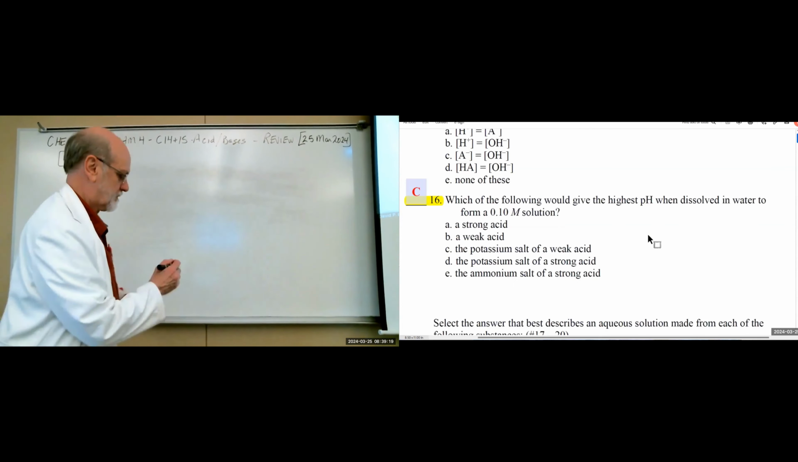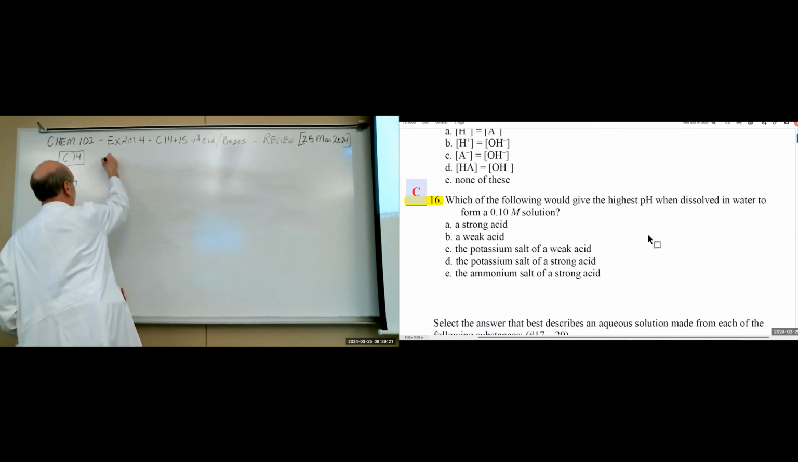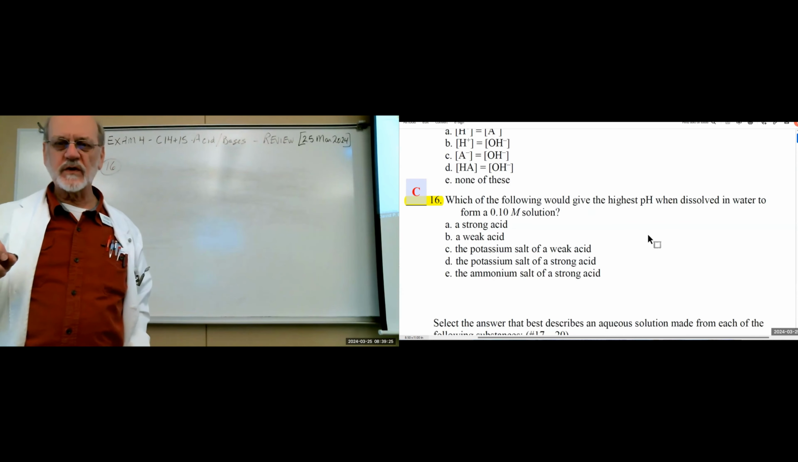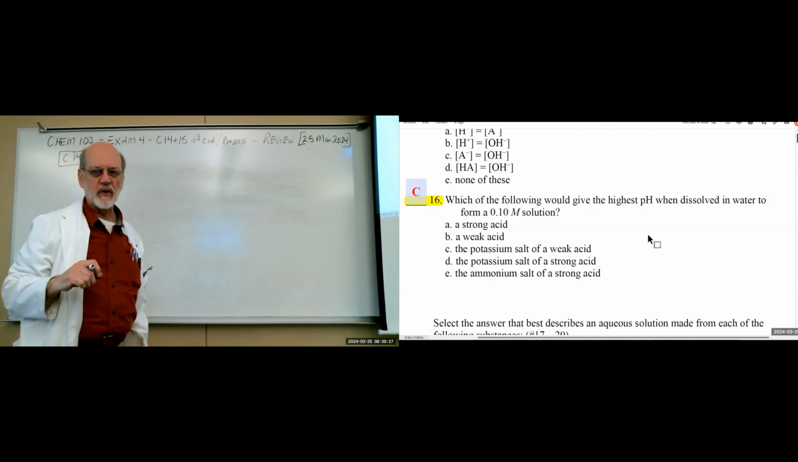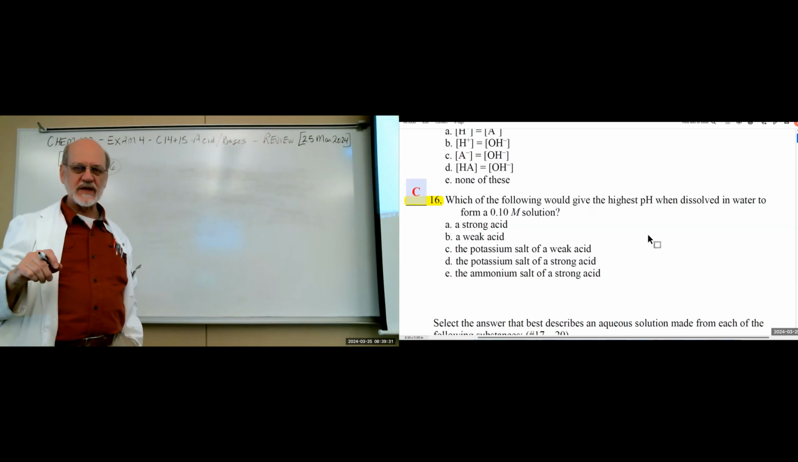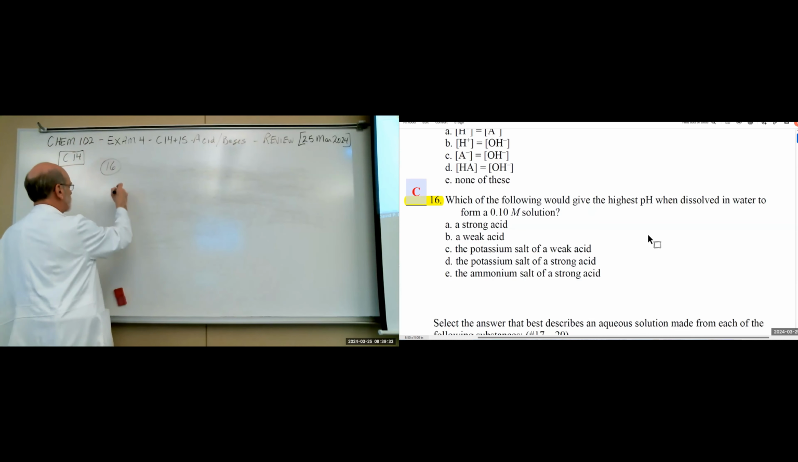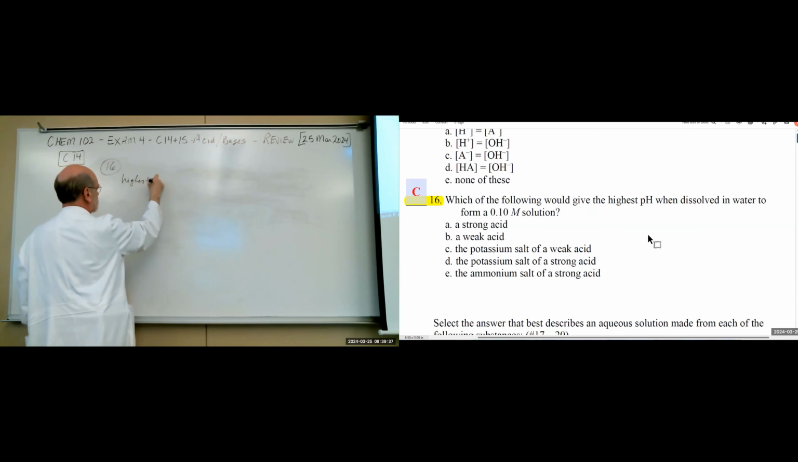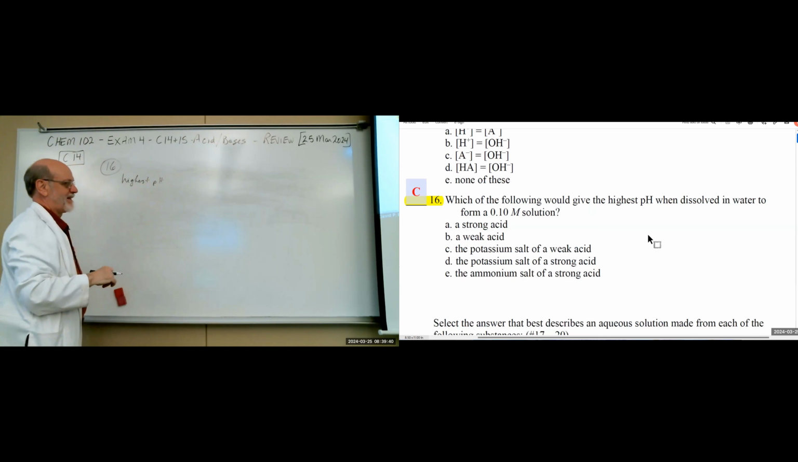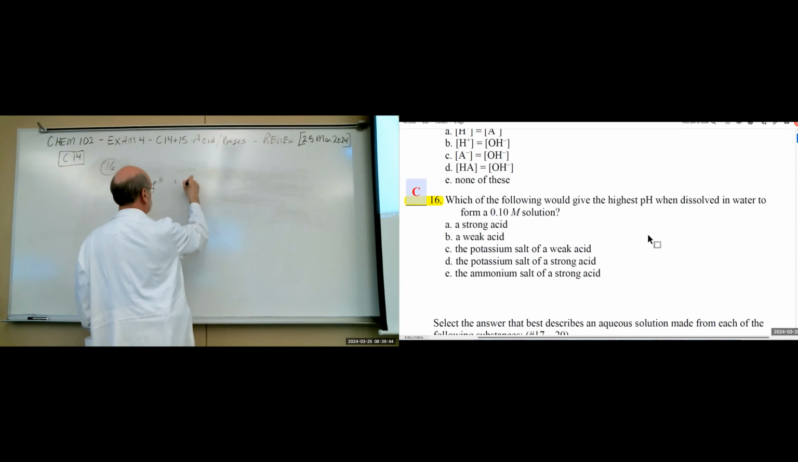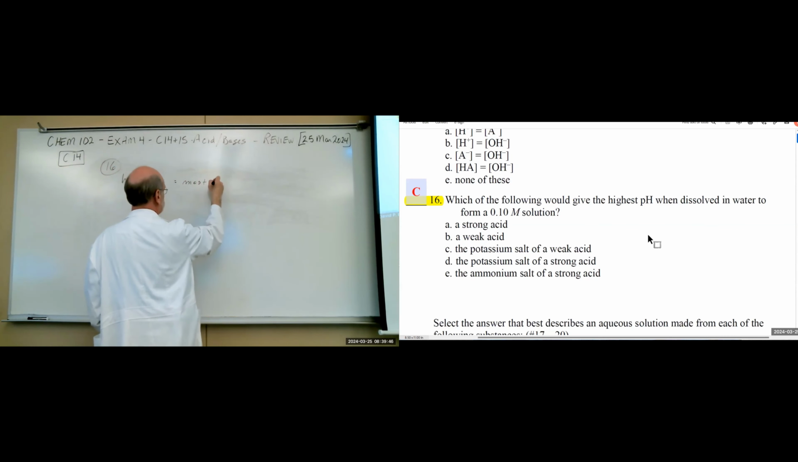16. Which of the following would give the highest pH when dissolved in water to form a 0.1 molar solution? All right, which will give the highest pH? We're looking for highest pH. That is the most basic.